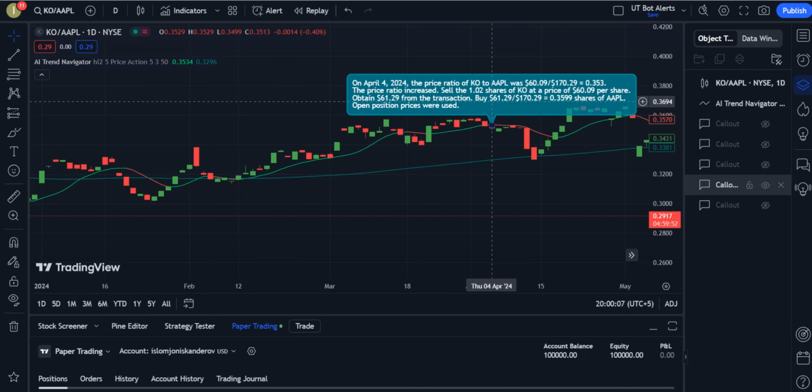So we would sell our 1.02 shares of Coca-Cola at a price of $60.09 per share, and from that transaction we would obtain $61.29, and we would use that $61.29 to buy 0.3599 shares of Apple stock. And the prices that you see here are the prices that occurred during the open position, meaning that these were the prices of Apple and Coca-Cola when the stock exchange opened on April 4th, 2024. And this is the New York Stock Exchange.